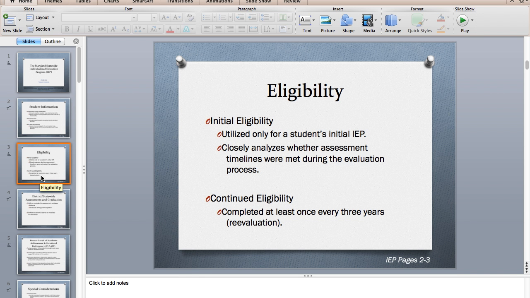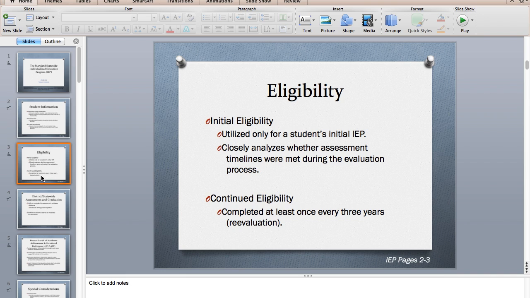So as we move now to the next section of the IEP, we're going to be looking at pages 2 and 3 of the PDF document and talking about the eligibility section. So there's several different types of eligibility sections that may appear in your student's IEP. If it is their initial IEP, then you will see the initial eligibility section. And this section will very closely analyze whether the assessment timelines were met during the evaluation process, in addition to some of the other typical information that we look at in terms of whether or not the child is eligible for special education.